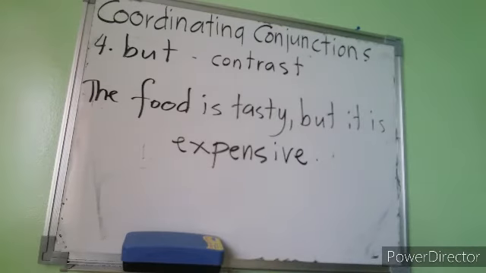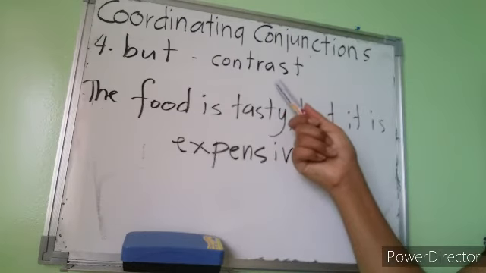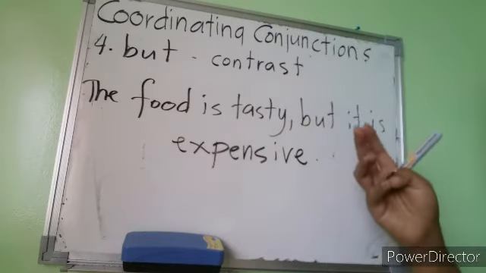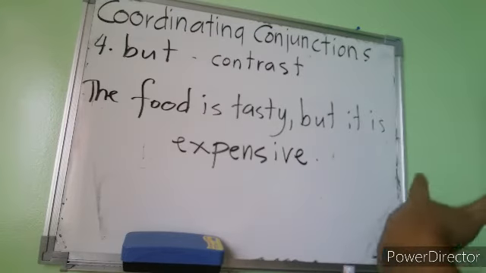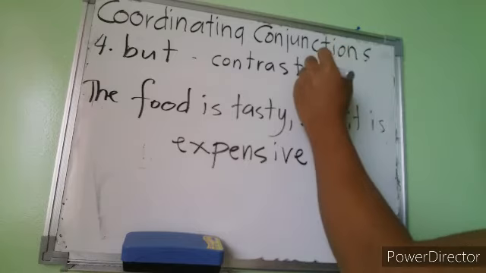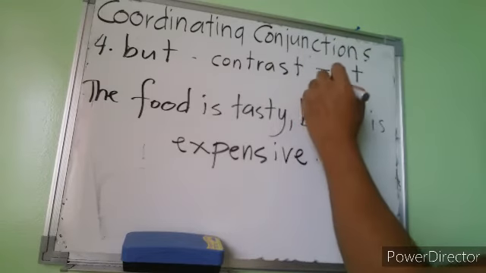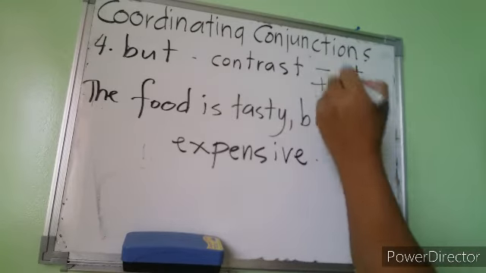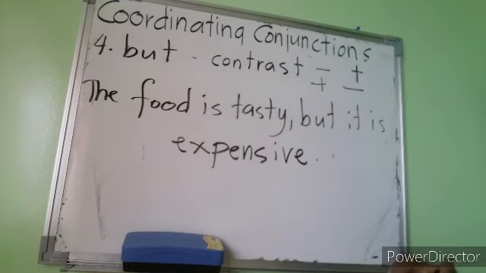So here is number 4, but. So but is a contrasting idea. So one sentence is negative, the other sentence is positive. So we can say negative and positive, positive or negative, like that.